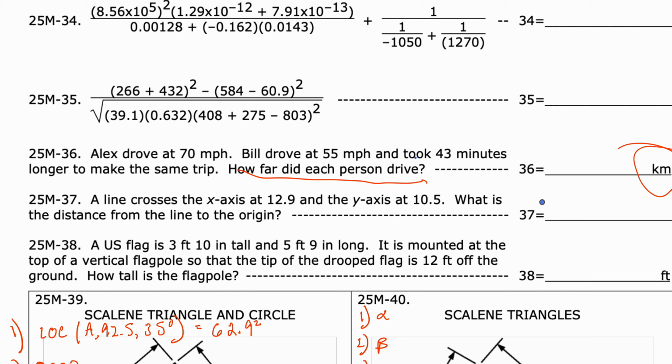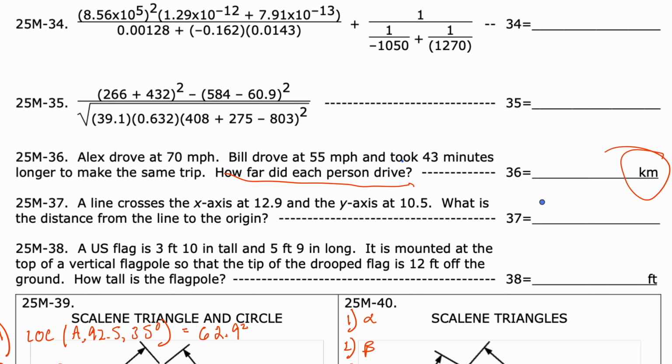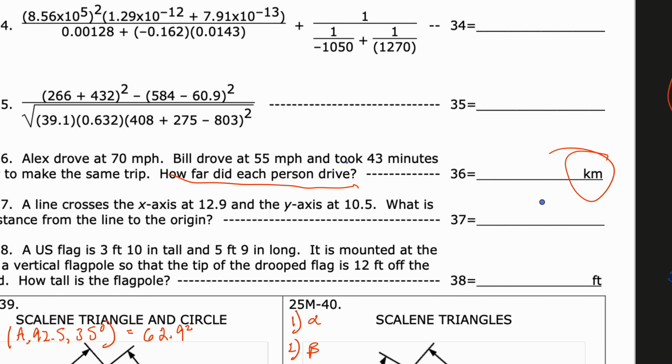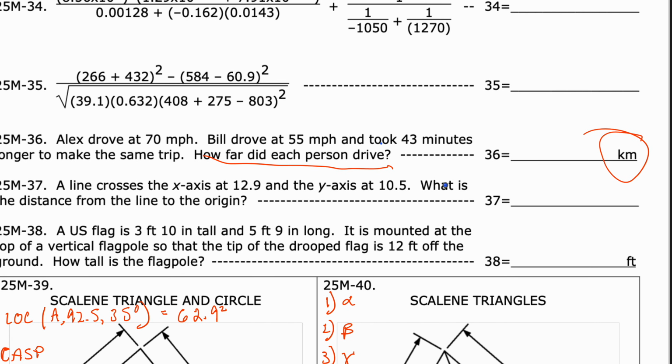Alrighty. 37. A line crosses the x-axis at a certain point and the y-axis at another point. And they want us to find out what is the distance from the line to the origin. Now, this question can seem a little intimidating and tough, but with enough geometry, it's quite manageable. But we have to understand a couple of concepts, especially what they mean by distance of the line from the origin? Because to me, initially, that just made no sense.